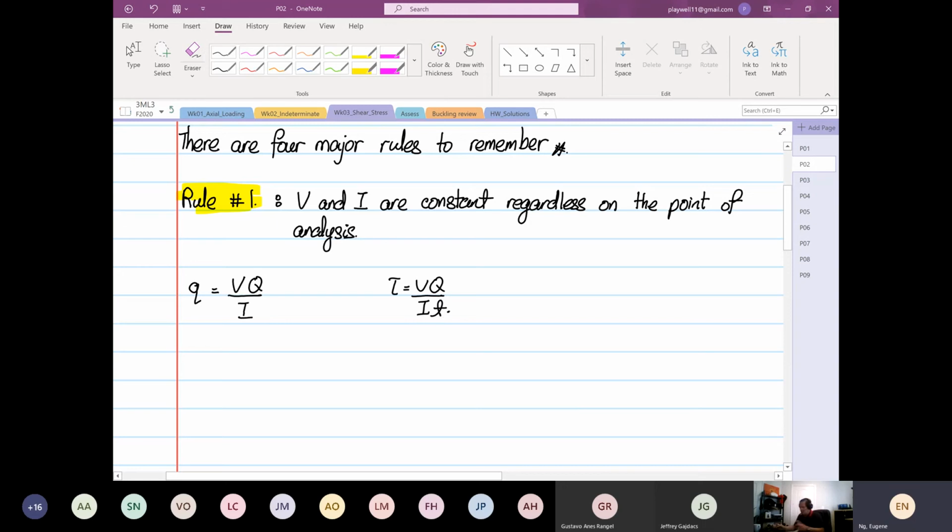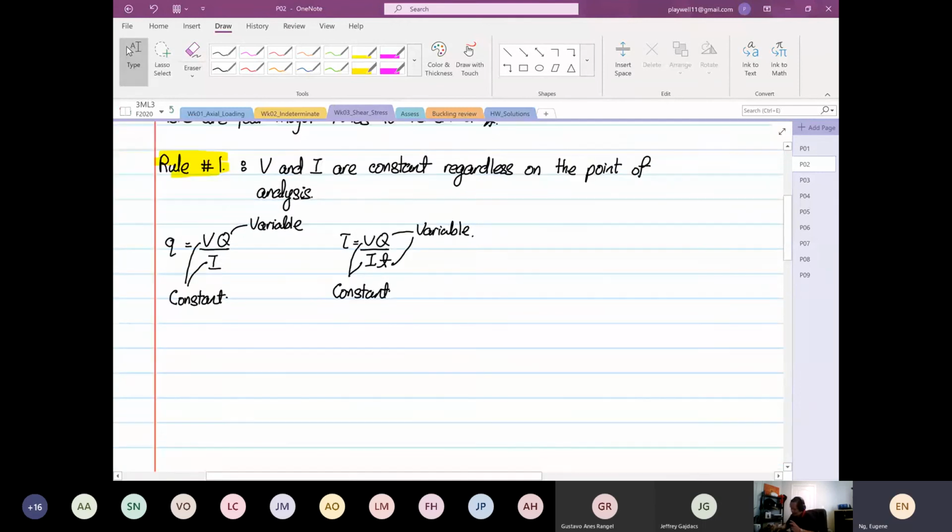Whatever we do from here on, these 2 values are constant depending on the structure. Depending on the question and on the structure, V and I are always what? Constant. Q and t over here are the variables. Variable means it can change, depending on the point of interest. So what do I mean by that?